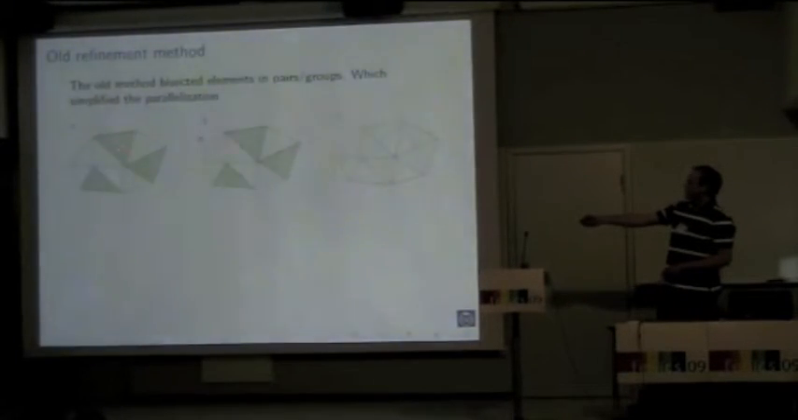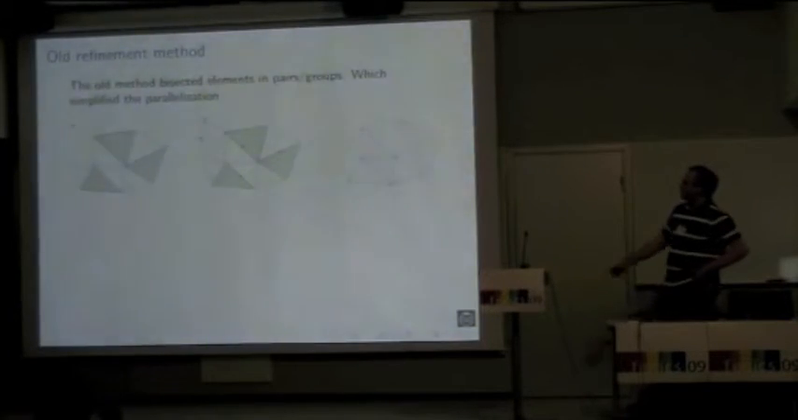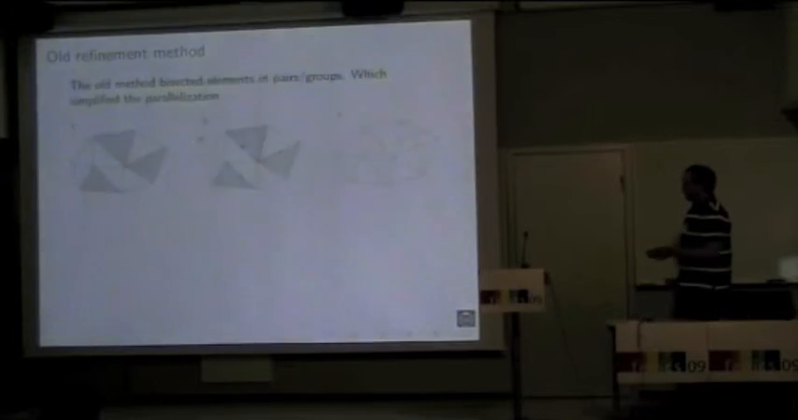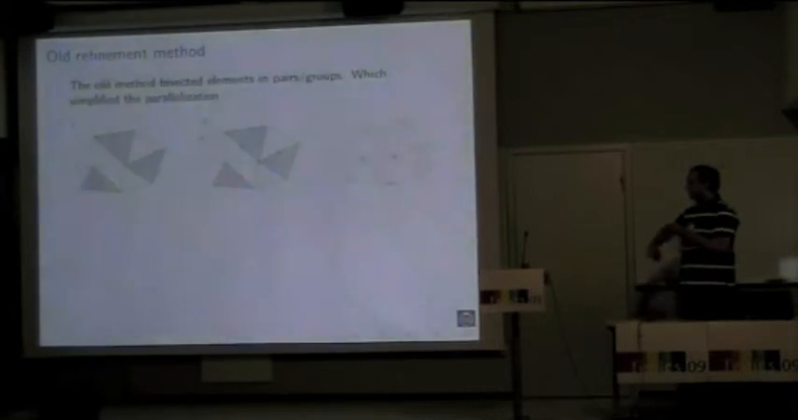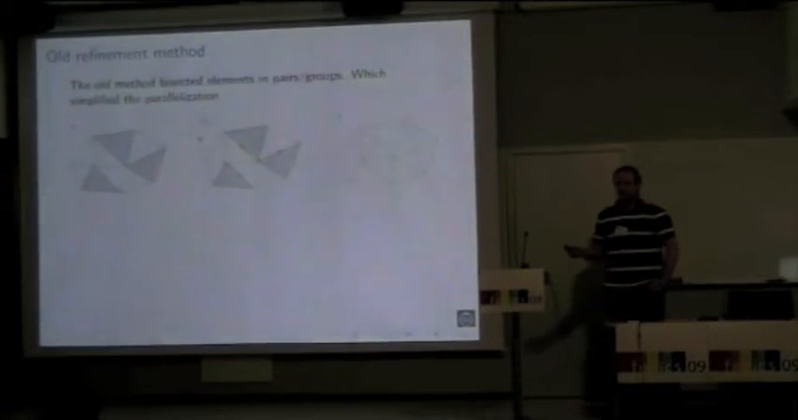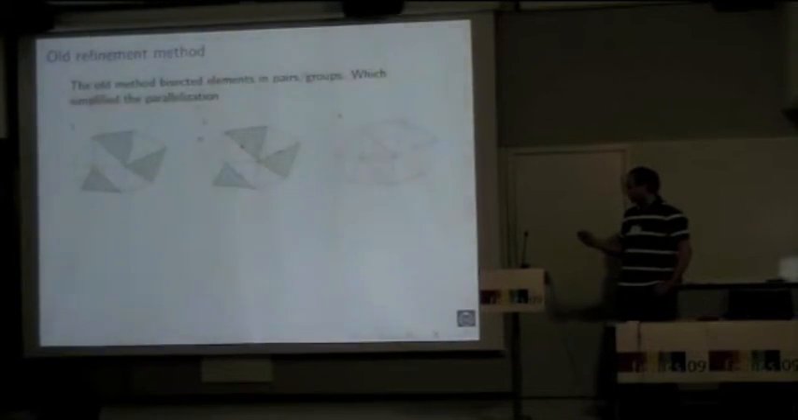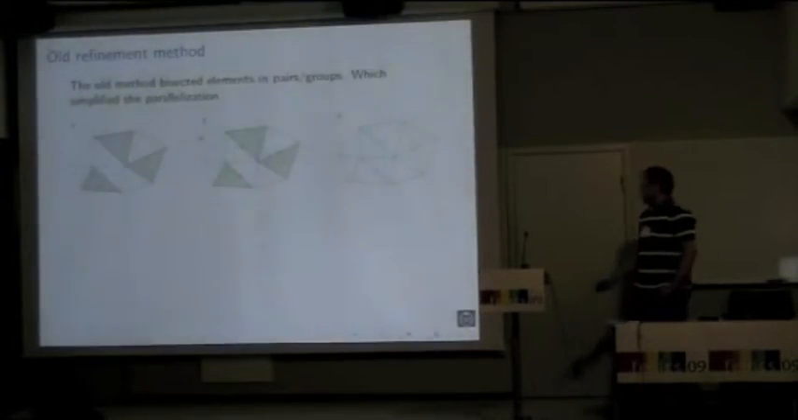You mark some elements for refinement. You find the longest edges. And then you bisect all the elements in pairs, or in groups in 3D. So what this means for the parallelization is that you will only get one propagation phase. So it's fairly simple to implement in parallel.